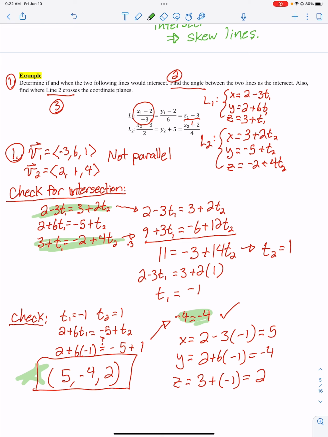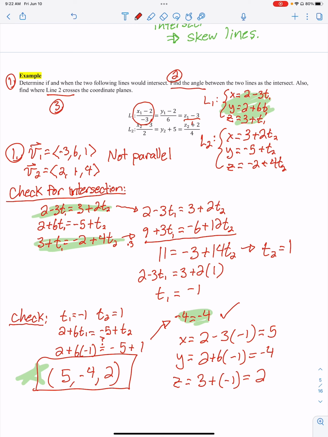So we pick t1 to plug in here to get that point. We also could have plugged t2 into the L2 and you hopefully would end up with the same point. If you don't, then you did something wrong. All right, so this is why I labeled everything up front. We just answered number 1. Number 2 says find the angle between, so we are going to do that now.